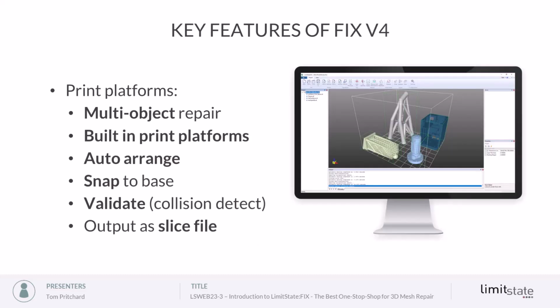And I spoke previously about LimitState Fix 4 and how, in response to user feedback and with the aim of making the workflow even smoother, we added to this version a suite of functions to facilitate fixing for 3D printing and specific print platforms especially. So now what you can do is load a number of objects into a predefined print platform, and as well as healing them, you can also arrange, snap, scale and validate the layout, and then export those results both as a mesh and as a slice file with specified layer thicknesses.